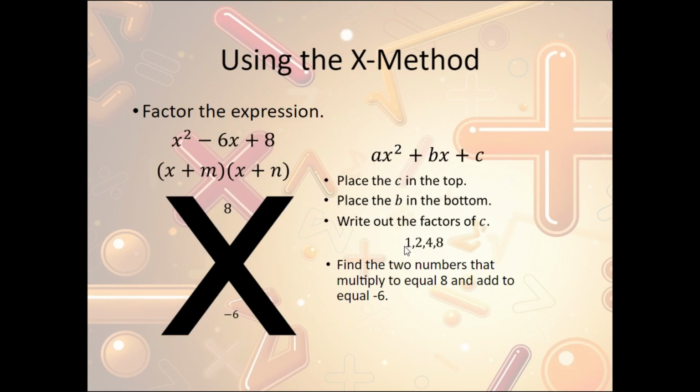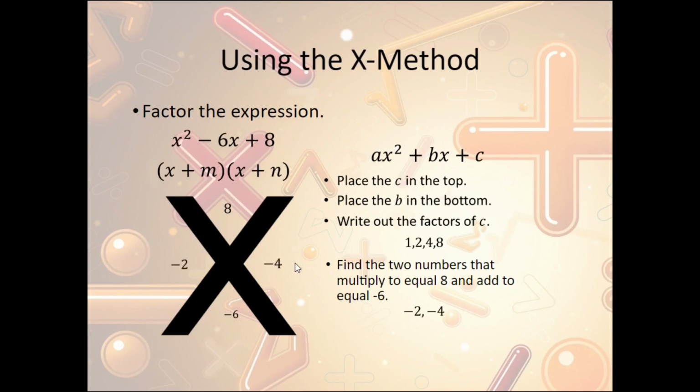Well, remember, these can be both positive or negative. So I'm looking at negative 1 times negative 8 is positive 8, but it's also equal to negative 9. So that's not the answer. What about this one? So negative 2 and negative 4. If I multiply those two together, I get positive 8, and when I add them together, I get negative 6. So that would be my solution. So it's negative 2 and negative 4.